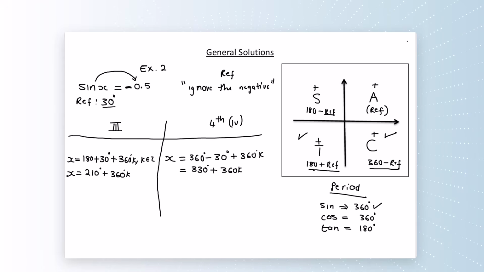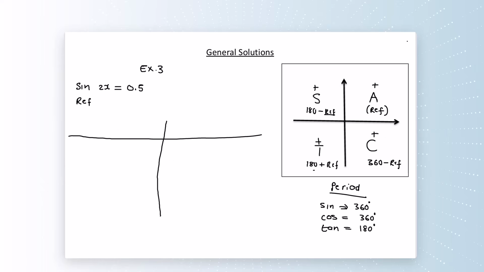We are going to take a third example. Example number 3: sine 2x equals 0.5. Now, pay attention to this. We have a coefficient of x there. We have 2x, right? So you'll go ahead and find your reference angle as usual. Shift or second function sine of 0.5 will get the reference angle to be 30.